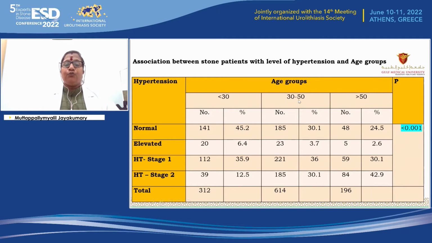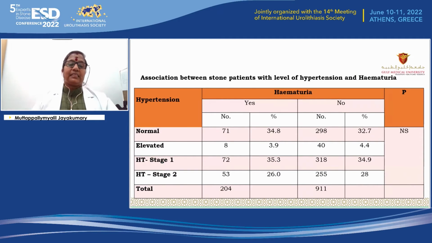In the 30 to 50 years age group, 70% were at the elevated level, with 36% in stage 1 and 30% in stage 2. In the greater than 50 years category, 75% had elevated blood pressure, with 42.9% in stage 2 and 30% in stage 1. So 55, 70 and 75: as age increases, there is a chance for increase in the level of hypertension, which was statistically significant.